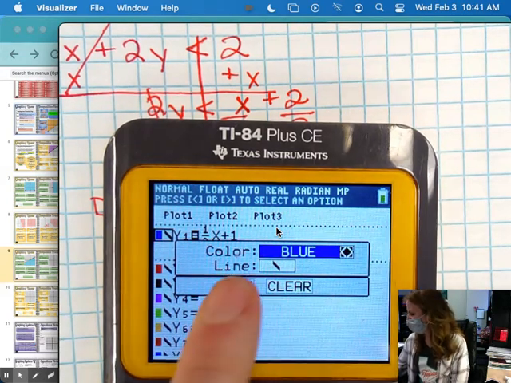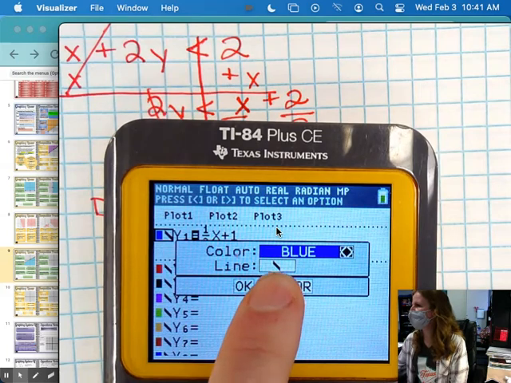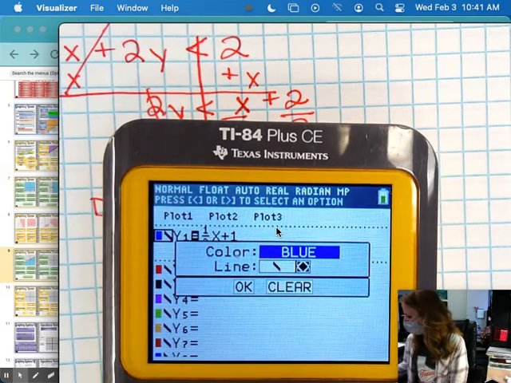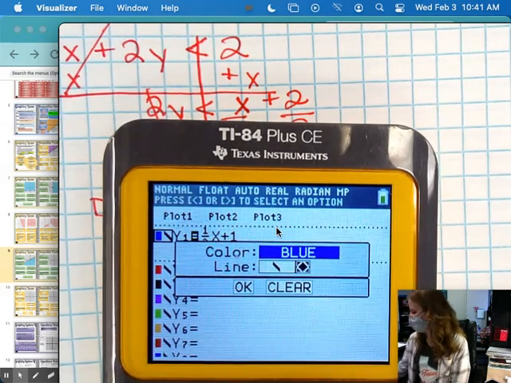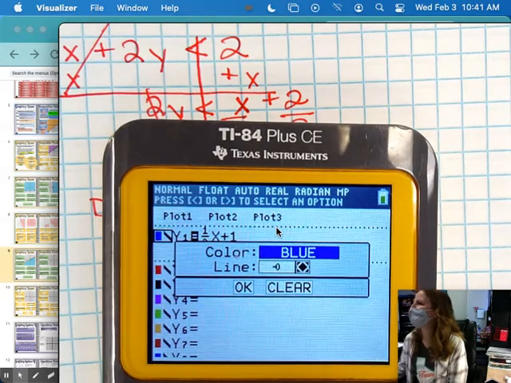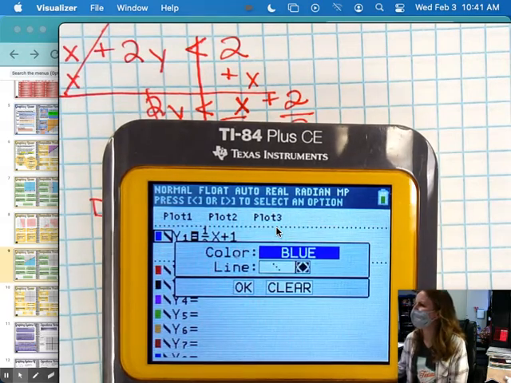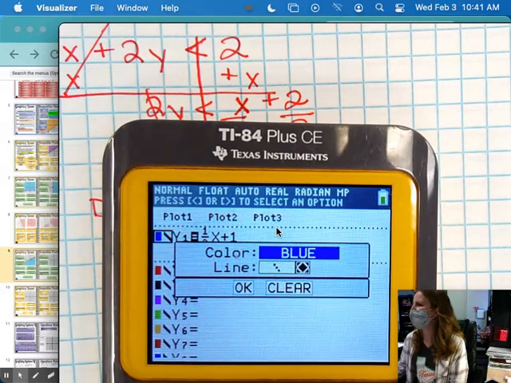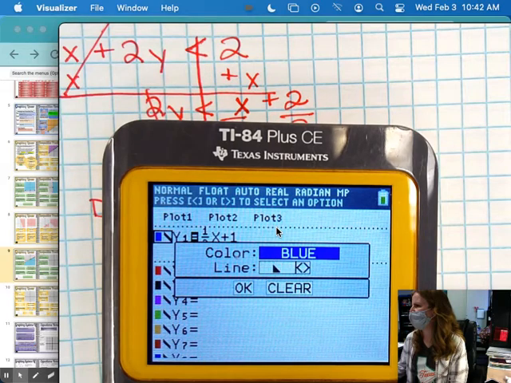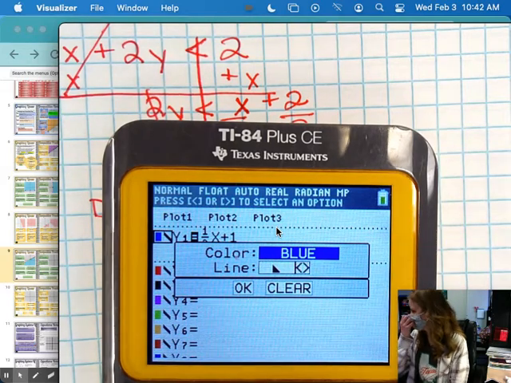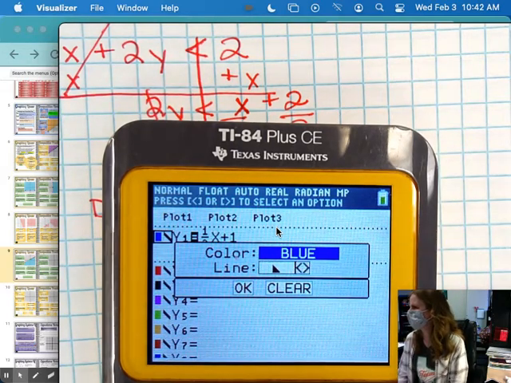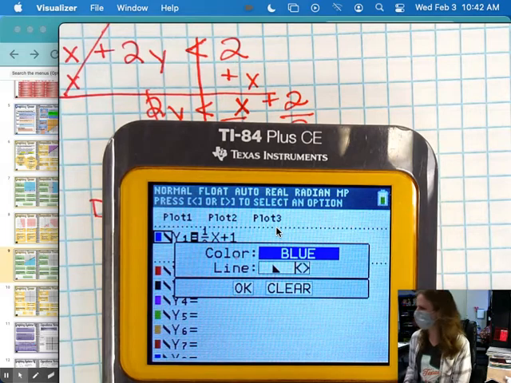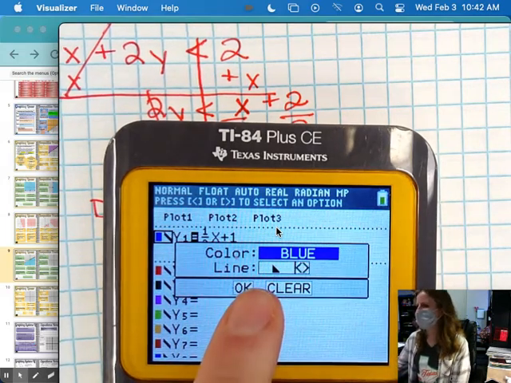So we need to change the bottom one where it says line. Go down to it and arrow to the right. And look at the different options. So we're shading below. So which one do you think looks like will make it shade below? The little right triangle, right? That's at the bottom. That looks like it will shade below.